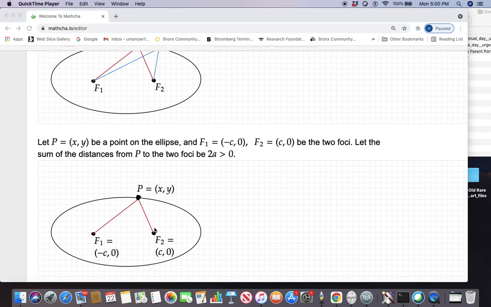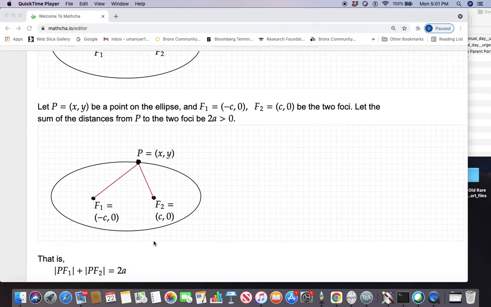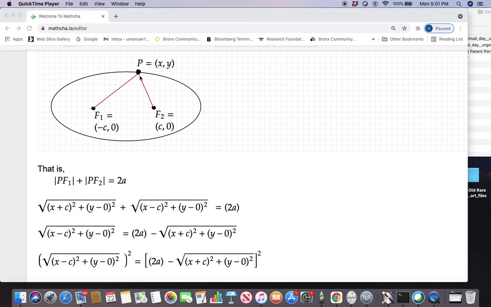So the length of the string, let it be called 2a. It is the sum of the distances from P to the two foci. So this distance plus this distance is the length of the entire string, which is 2a. 2a is greater than 0. In fact, 2a is greater than 2c. All right, keep that in mind. We'll come to it.